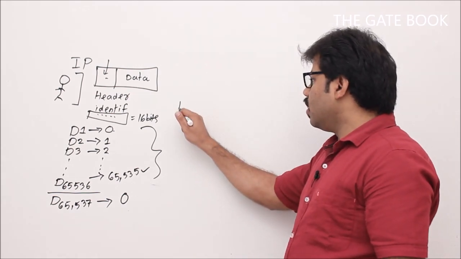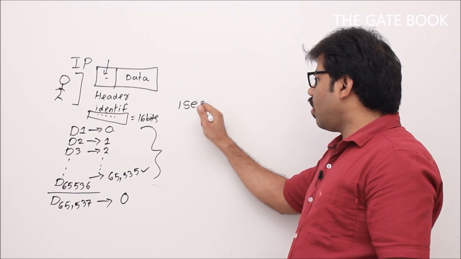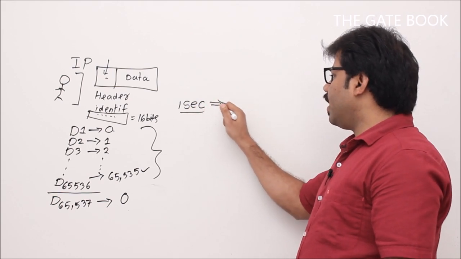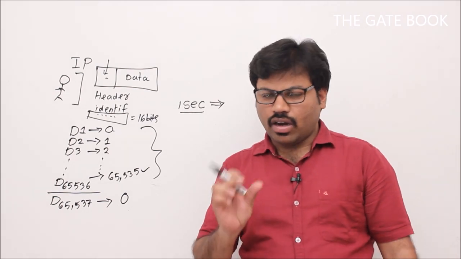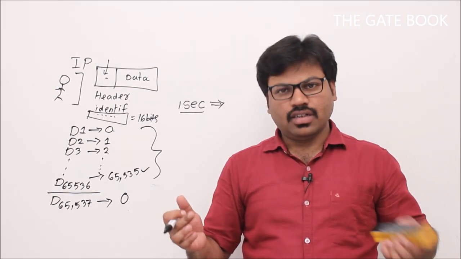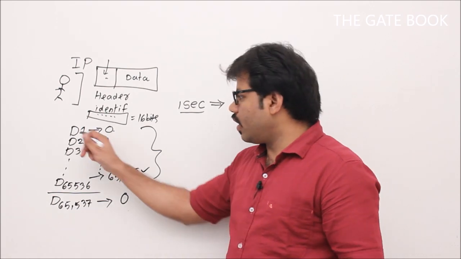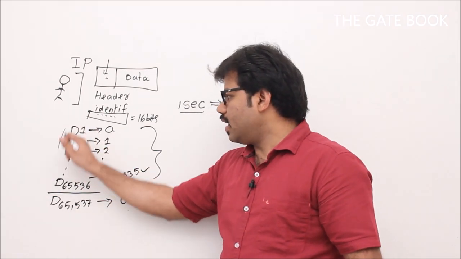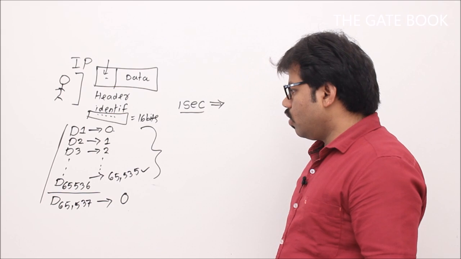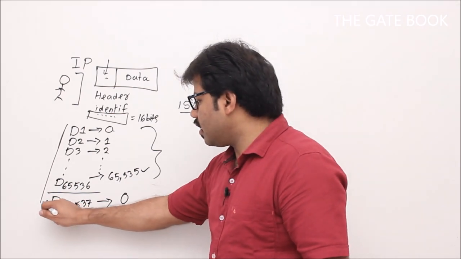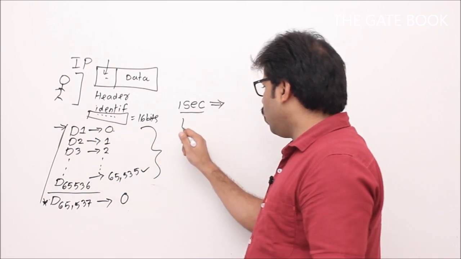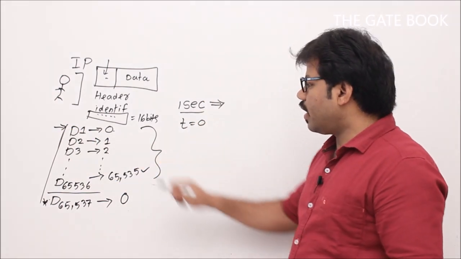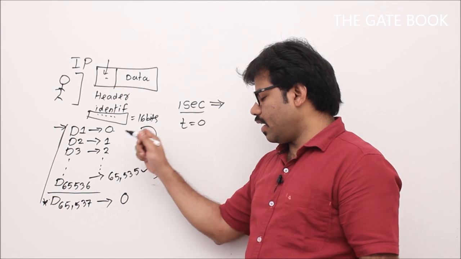Assume that, let's say, your network layer is taking 1 second to create one datagram. It's reasonable, right? So your network layer is creating one datagram per second. Then we will see how long it will take to create this many packets. When you get a problem while creating packets, let's say early morning you started at time t equal to 0, and you started creating datagrams.